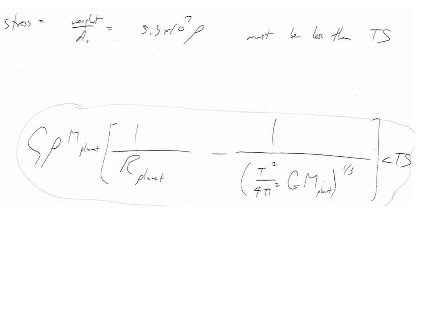That must be less than the tensile strength. Writing it all out, we see that that is the condition that we need so that the cable will not break underneath its own weight. Not surprisingly, a small density rho will help, as will a small planetary mass, m planet.